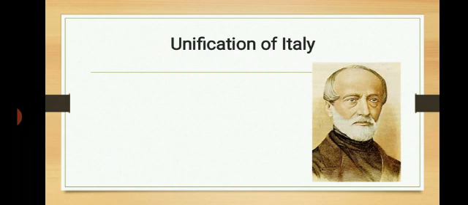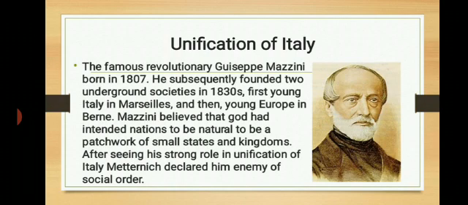Before understanding the unification of Italy, we must consider the role of Giuseppe Mazzini. He was a famous revolutionary, born in 1807, who subsequently founded two underground societies in the 1830s, first Young Italy and then Young Europe in Bern. Mazzini believed that God had intended nations to be natural, not a patchwork of small states and kingdoms. After seeing his strong role in the unification of Italy, the ruler Metternich declared him an enemy of the social order.